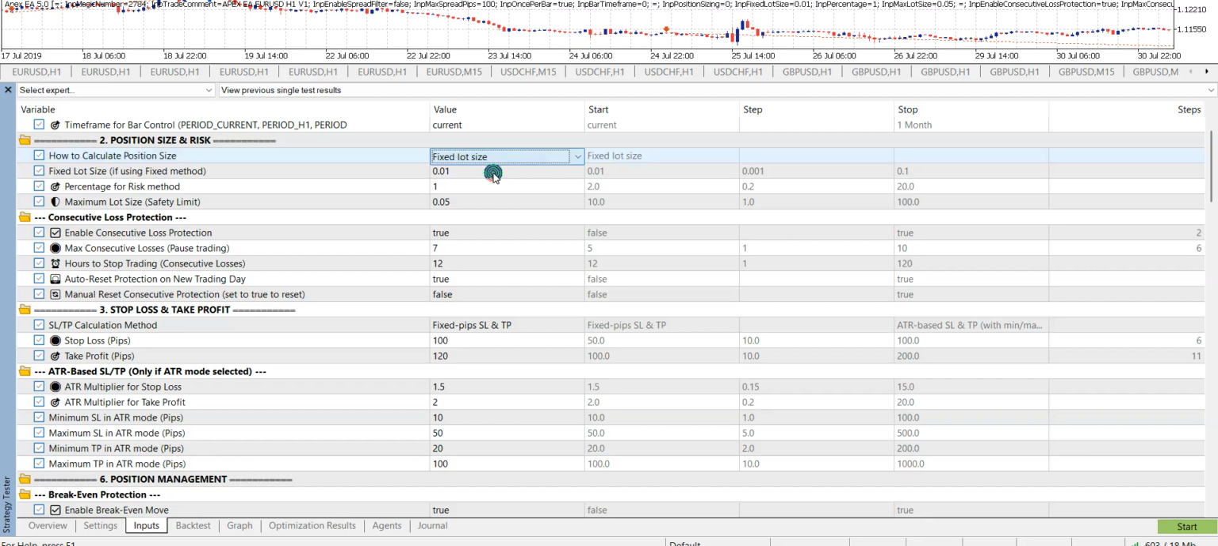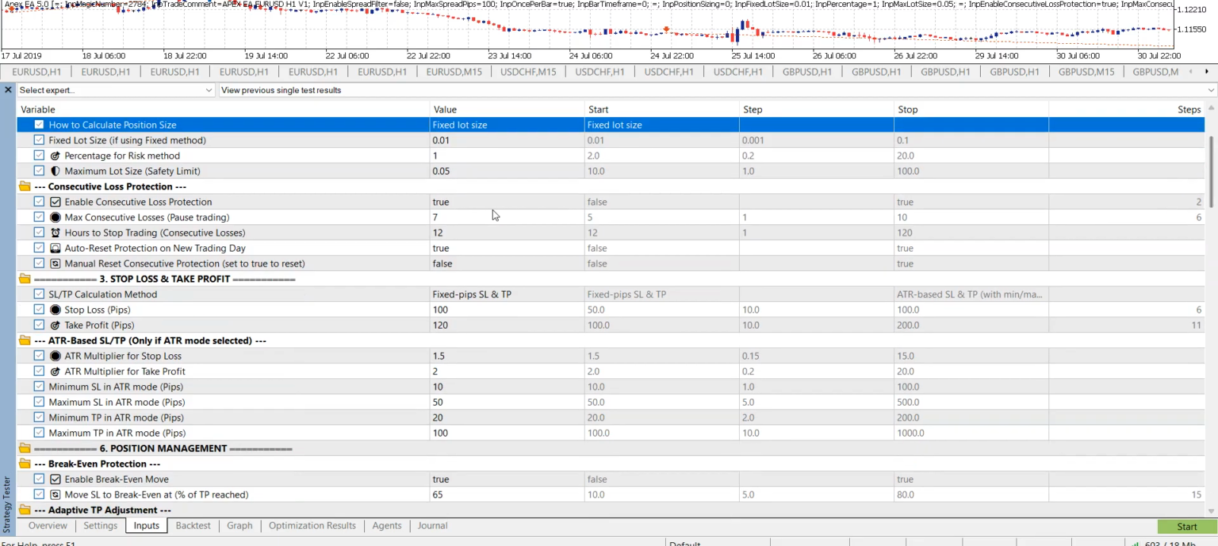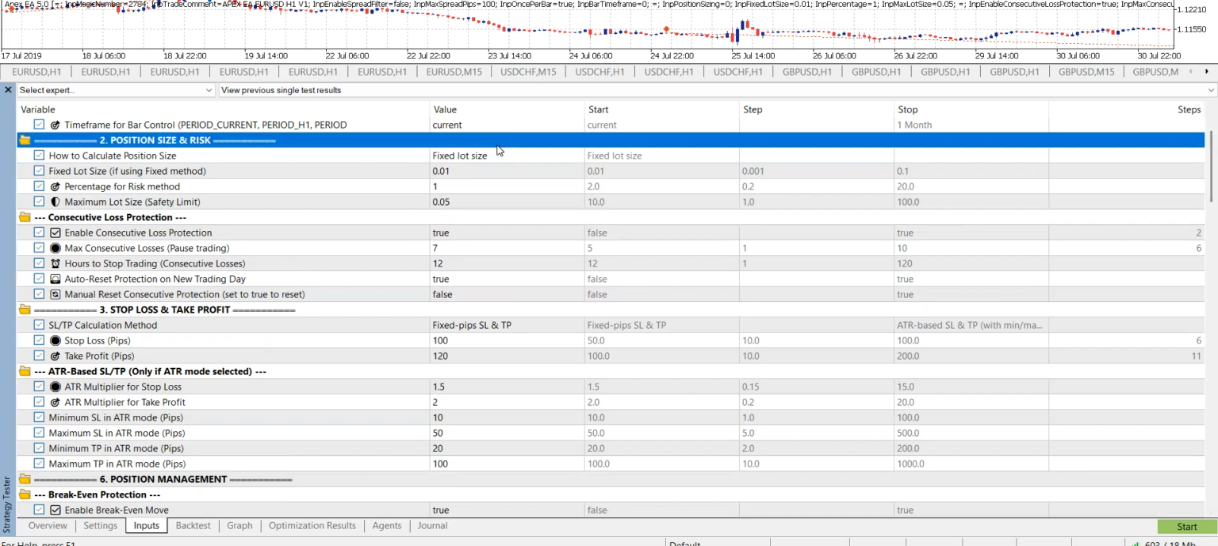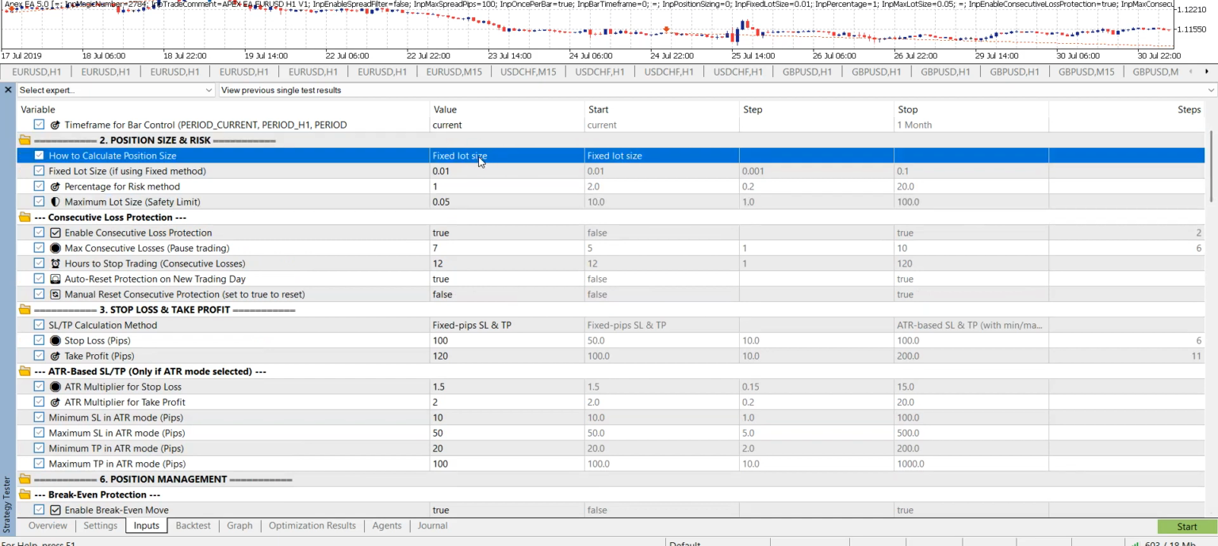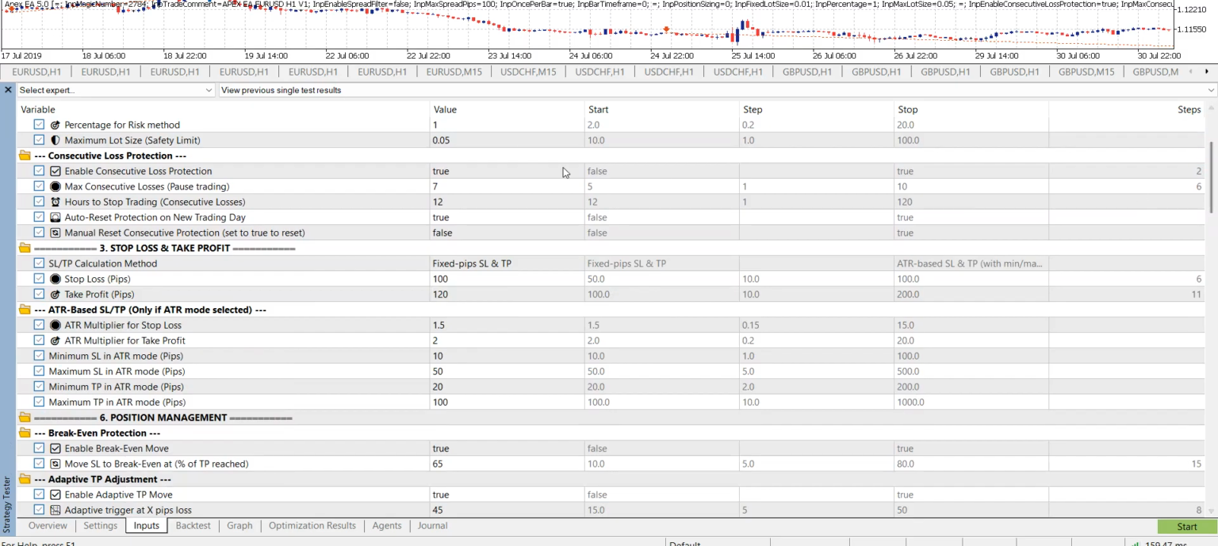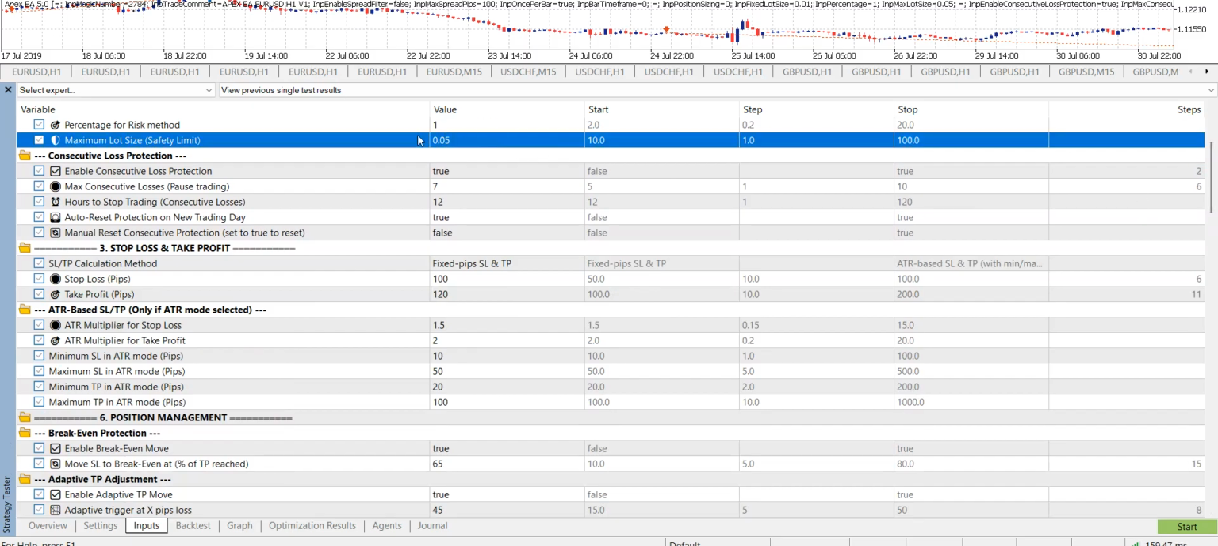Yeah, you can use the maximum lot size safety limit, which is very important because it prohibits the EA, the broker, everything from opening an oversized trade which can destroy your account. That is not great stuff, so it's very important. It is going to be the maximum lot size the EA can take, basically.